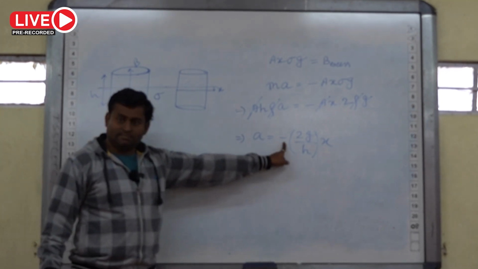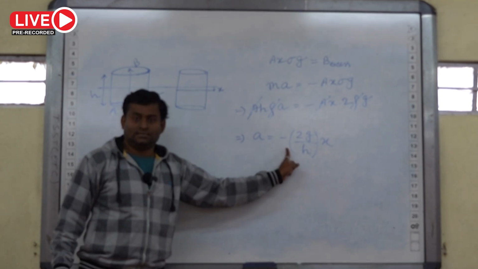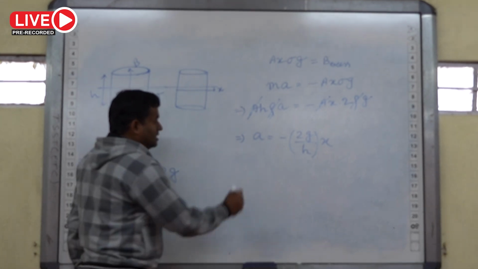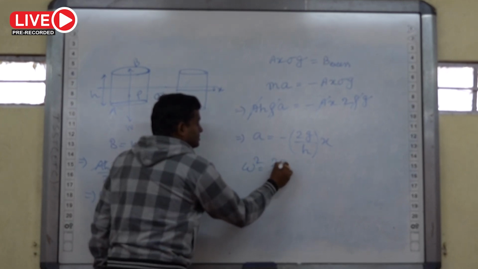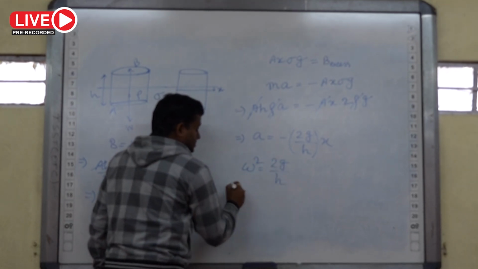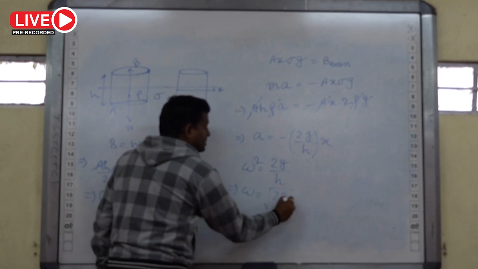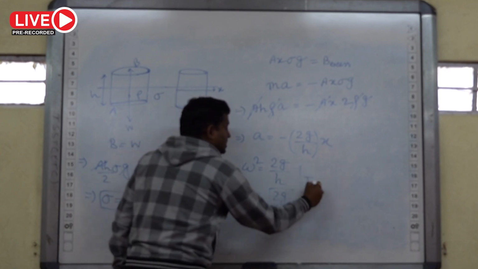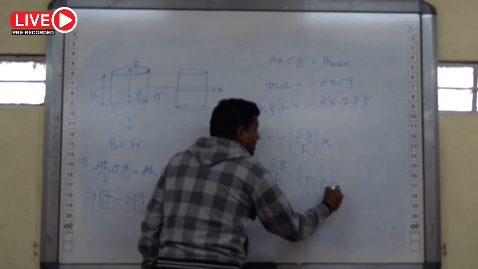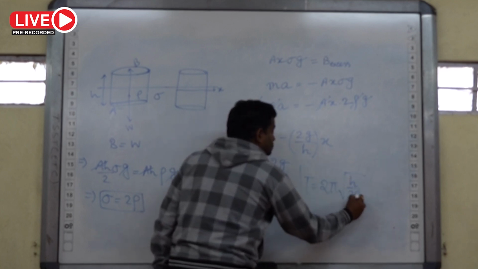It's an SHM because A is proportional to X with a minus sign. Then this part is omega square. So omega equal to root over of 2G by H. So time period of oscillation T equal to 2 pi by omega, that is 2 pi root over H by 2G.